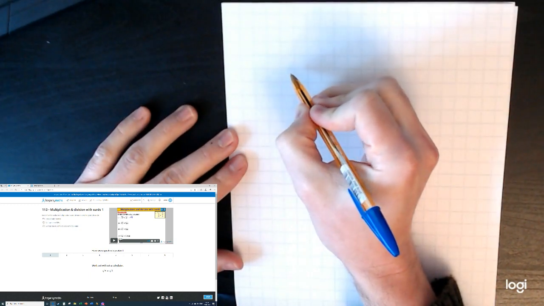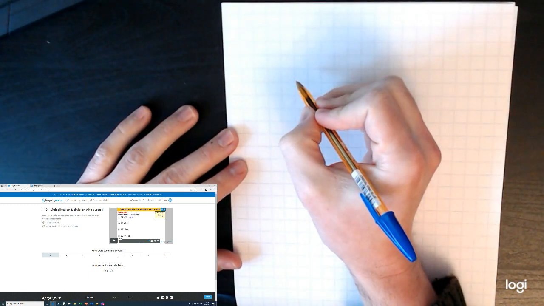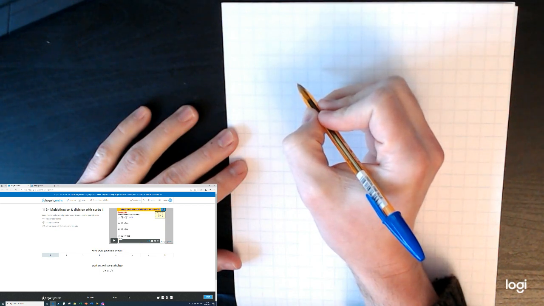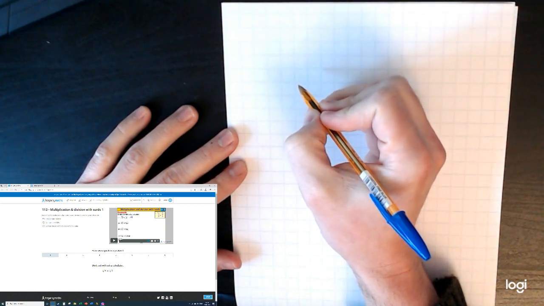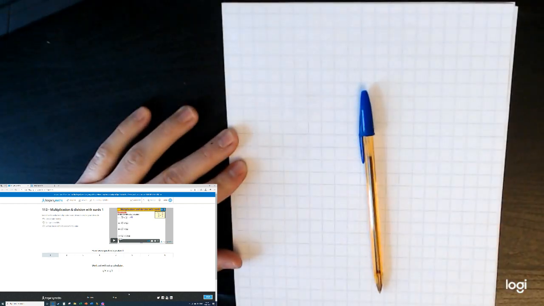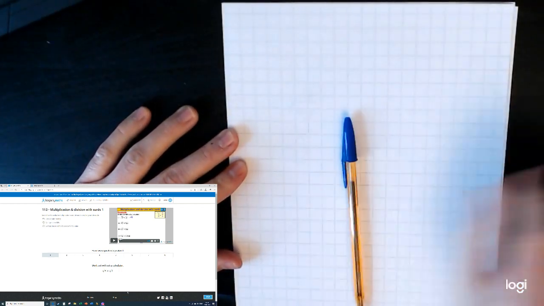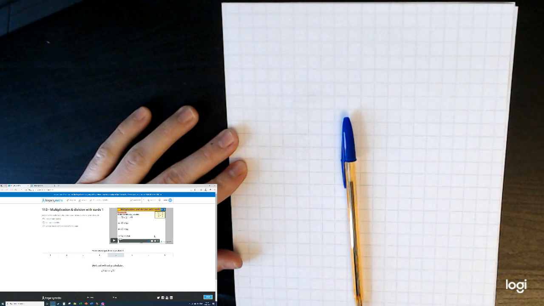So 113, multiplying Surds. If this is working, first time I'm doing this, you'll hopefully see my screen in the bottom left of this, and you'll hopefully see what I'm working out here on the right. I'm not exactly a streamer, so we'll see how this goes. So we can see some examples here. You might not be able to see them, so I'm going to rewrite them out.